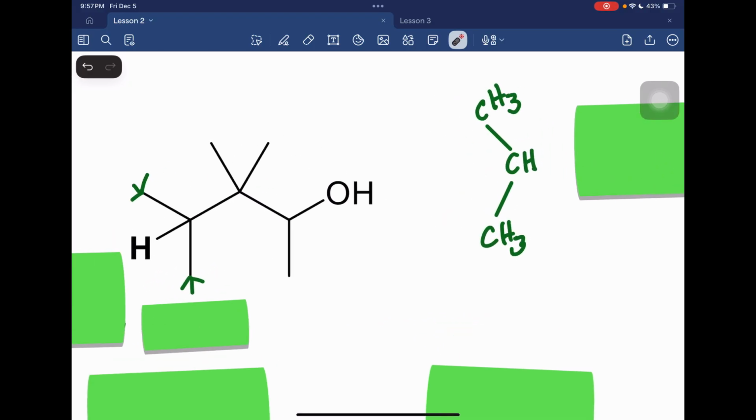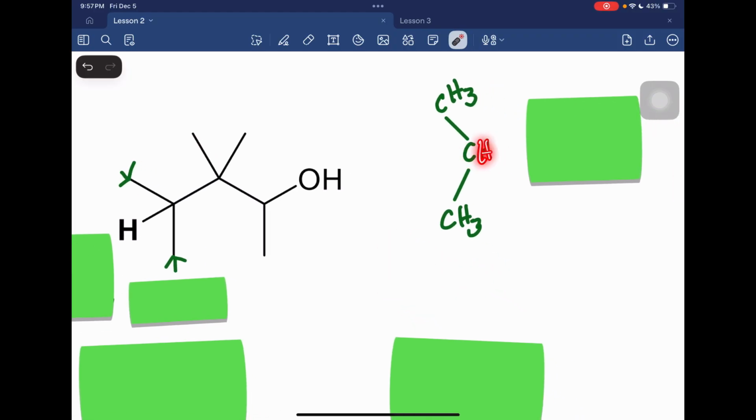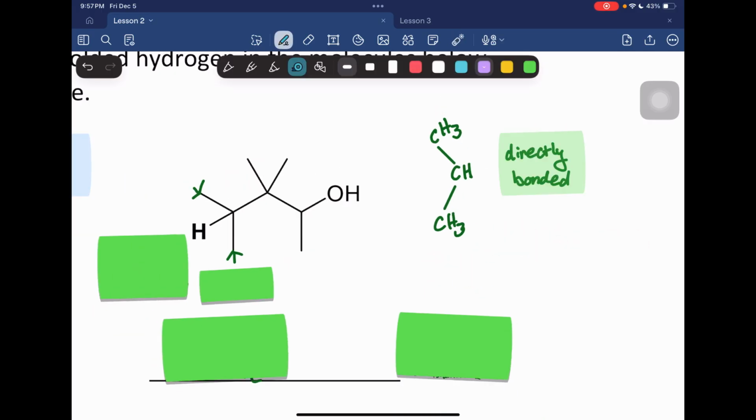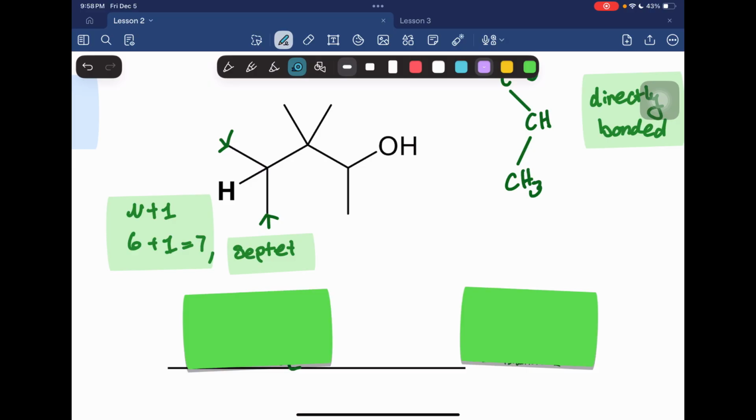So we have the CH, remember, N plus 1, neighboring, right? The plus 1 is going to come from this. Neighboring are 6 carbons, okay? So it's going to be N plus 1, 6 plus 1 equals 7. So that's directly bonded. It's going to be a septet. N plus 1, 6 plus 1 is 7, septet.